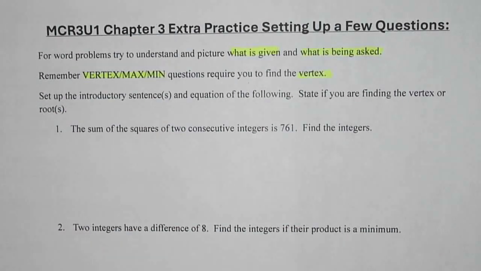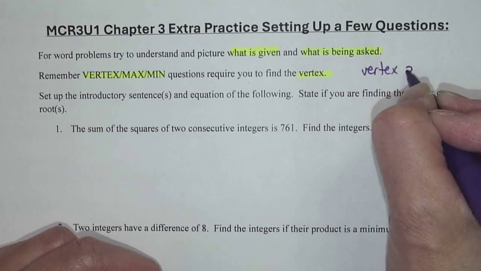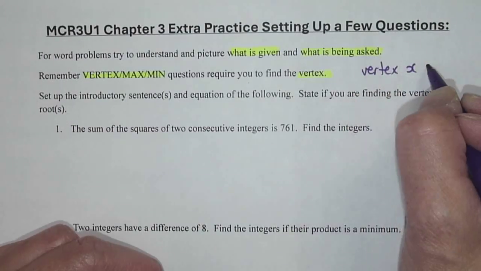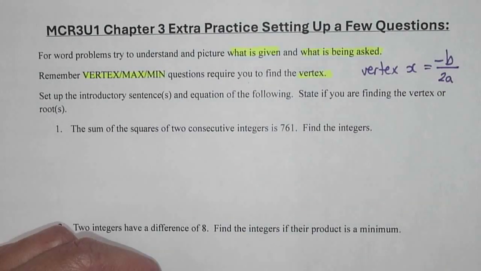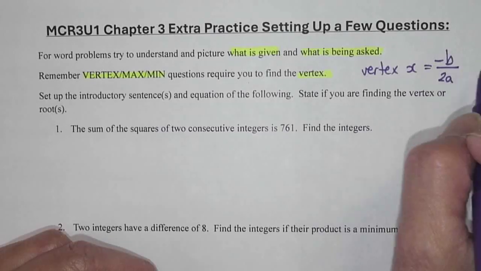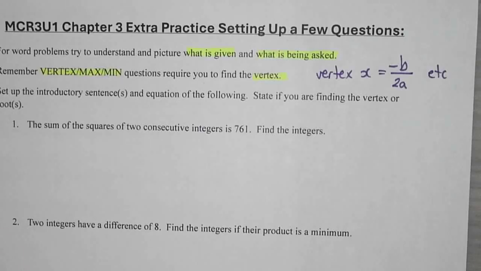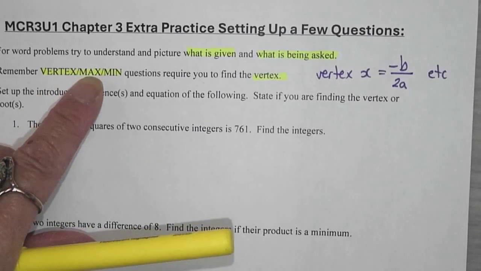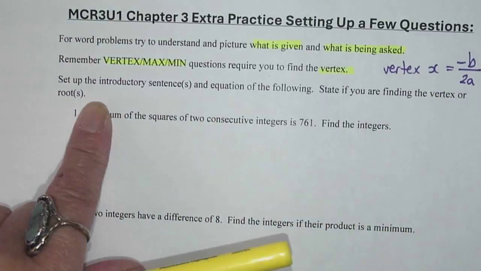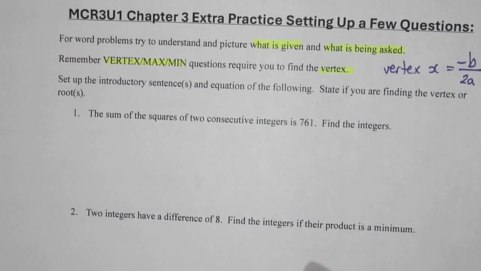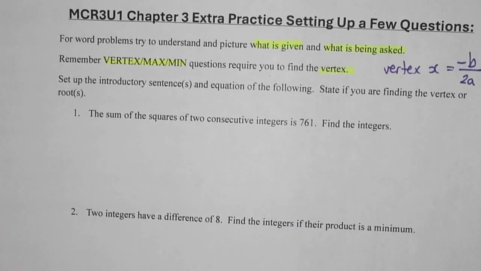When I say find the vertex, that's vertex x, or x with a little v, which is negative b over 2a, or you add the two roots and divide by 2, etc. However you find the vertex, that's the vertex question. So if it says max-min, or find the vertex, you're finding this. If I just say find the roots or find the integers, then you're not finding the vertex. You've got to know the difference between the two types of questions.